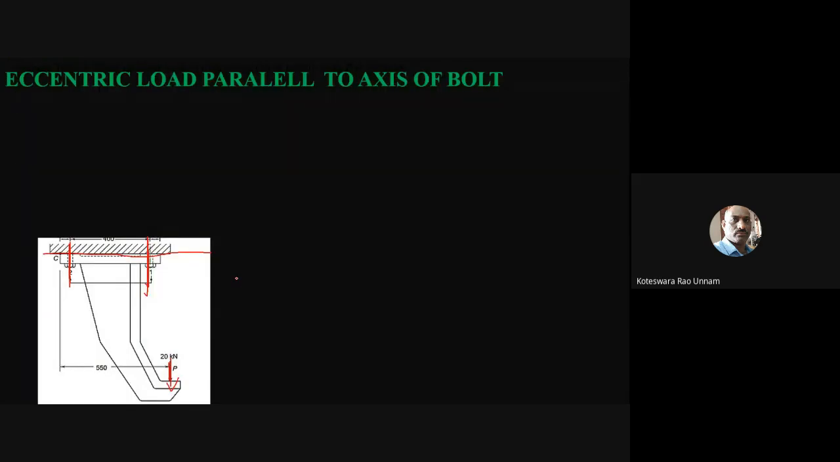Now, like in the earlier two cases, here also you need to look at two conditions. One is the effect of transferring this force to the centroid of this bolted system. In that case, you need to find out what is the direct load and what is the moment. Because of this direct load, what is the nature of the stress, and because of the moment, what is the nature of the stress. In our previous two cases also we analyzed like that, so in this case also we'll analyze in the same manner.